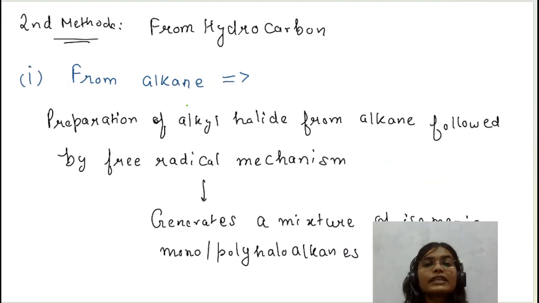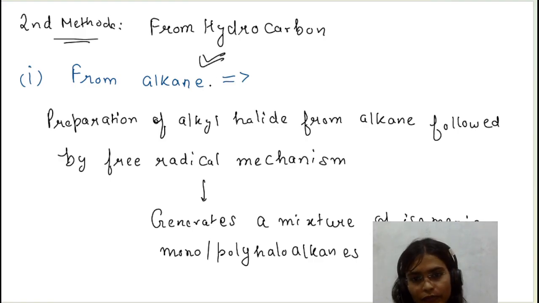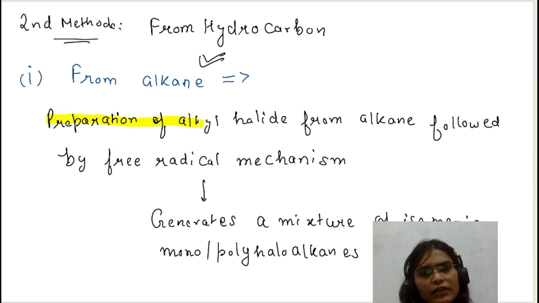Now let's move to the second method. Right now we have covered only the first method, the preparation of alkyl halide from alcohol. Now the second method is from hydrocarbon. And from hydrocarbon, the important one is from alkanes. So from alkanes, this is written; normally read this: preparation of alkyl halide from alkane follows the free radical mechanism.